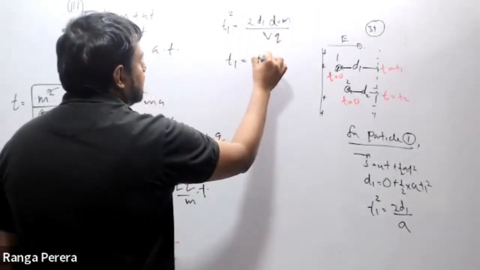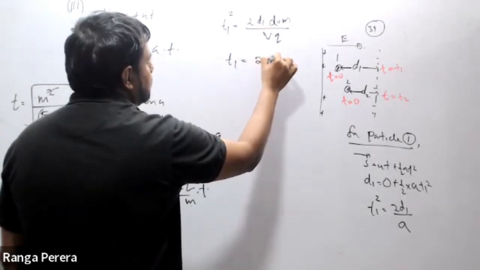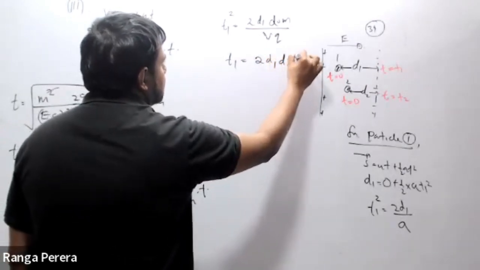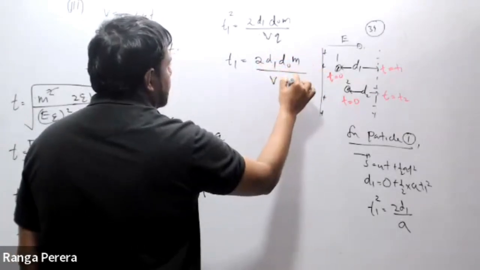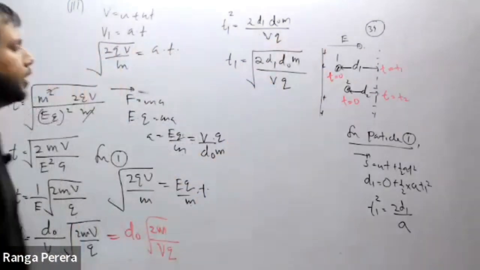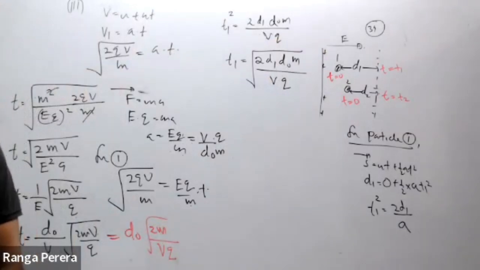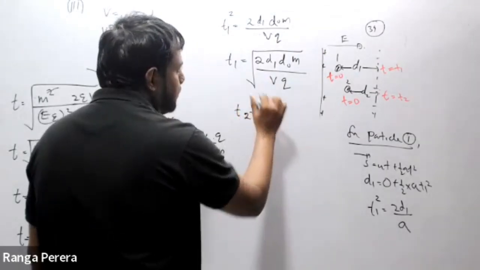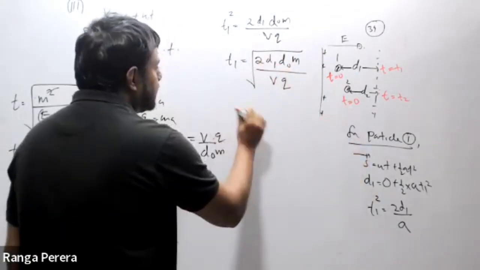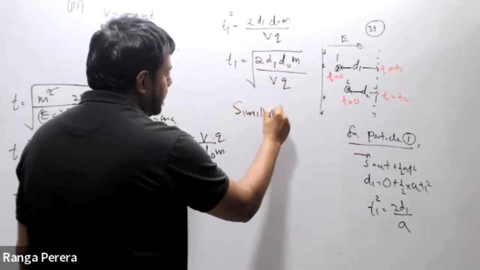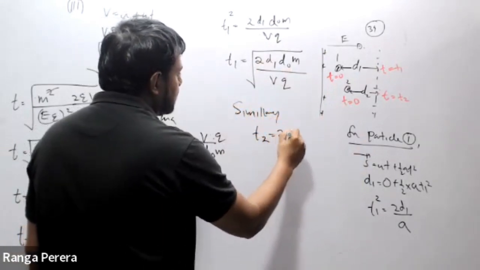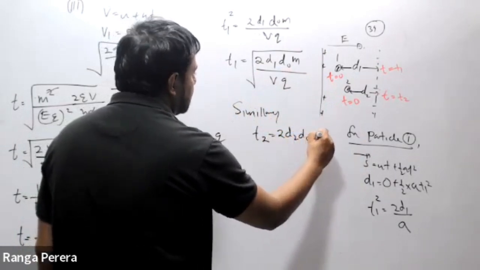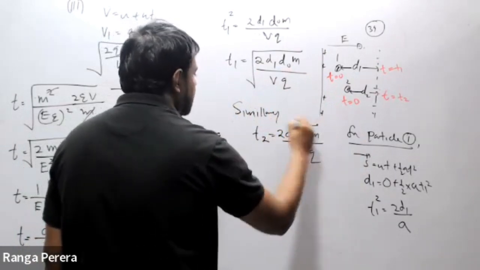t1 equals root of 2m d1 d naught divided by vq. This is the time t1. Similarly, t2 we can write in the same way. Similarly, t2 equals root of 2m d2 d naught divided by vq.